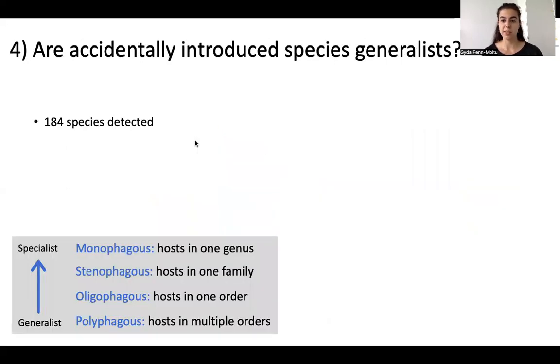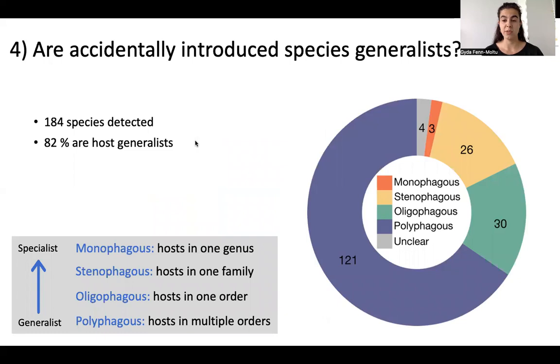If we look further at the records identified at species level, there were 184 different species detected belonging to the families we searched for. We can classify the diversity of hosts or prey that they use, ranging from generalists to specialists. And over 80% of these species are polyphagous generalists, where they're attacking almost any insect of a size that they can handle. And just 3 of the species were highly specialized on a single host genus.